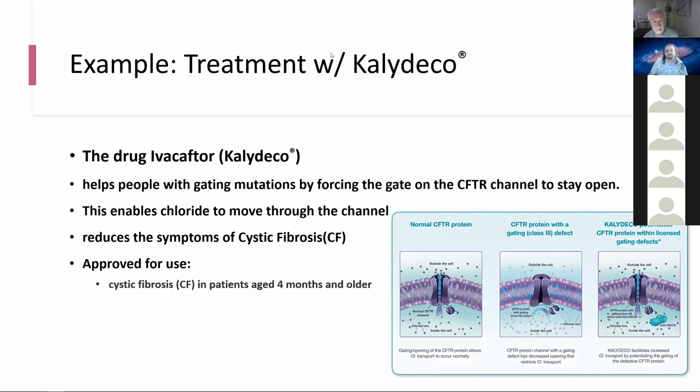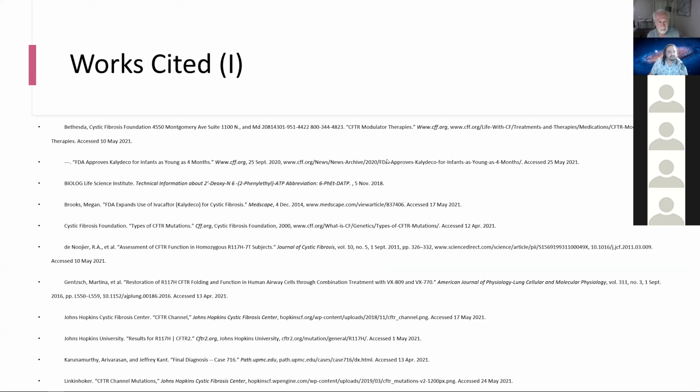So here's an example for treatment with Kalydeco. You have the drug itself, and it helps people by, like I said, forcing the gate to stay open for longer, which allows the chloride to move through the channel more easily and more of the chloride to move through. It reduces the symptoms in general, and it is approved for use in patients aged 4 and older. As you can see over here, this is sort of an example of normal CFTR protein, with a class 3 defect, which ours was 3-4, but it can work similarly. And then with Kalydeco, here's our works cited pages.